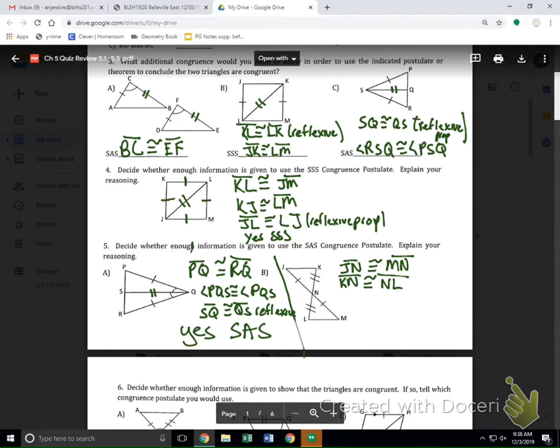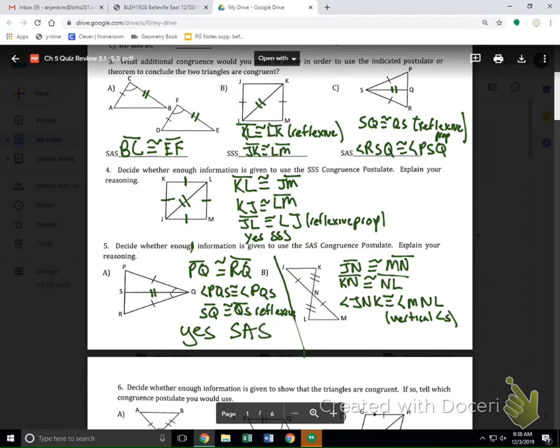Angle JNK is congruent to angle... Sorry, I missed the end part there. Let's try that again. Angle JNK is congruent to angle MNL. And how do we know that? Yep, vertical angles.